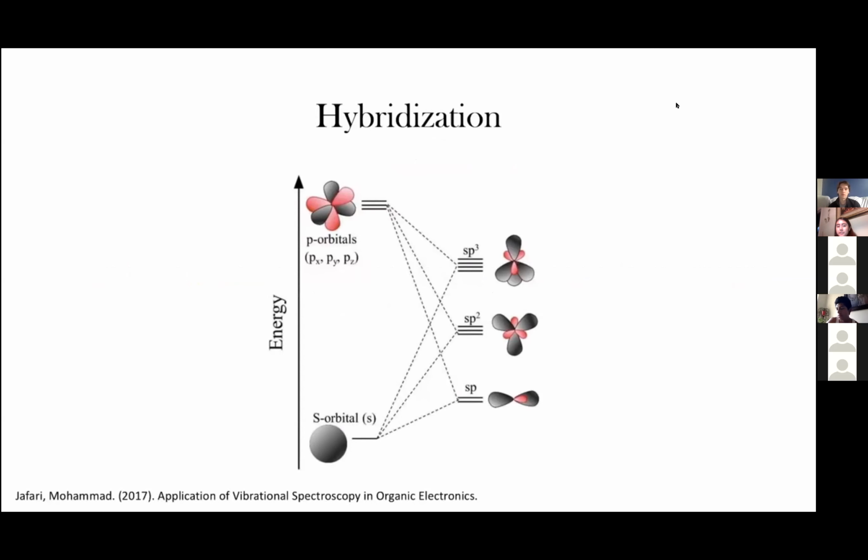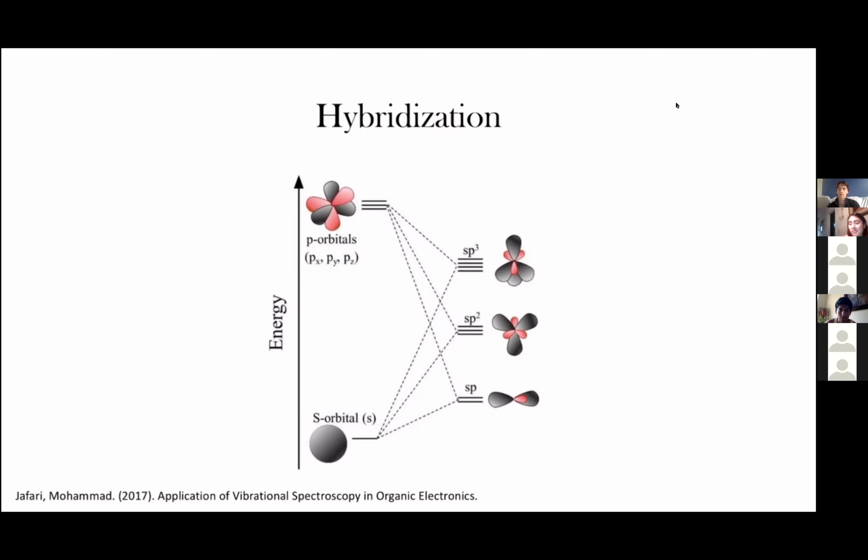So if you remember that hybrid orbitals are made when the s orbital and the p orbitals combine in different forms, right? So when you get, say, sp3, that's saying that it's 1 part s and 3 parts p. And sp2 is 1 part s and 2 parts p, and then sp is 1 part s and 1 part p.